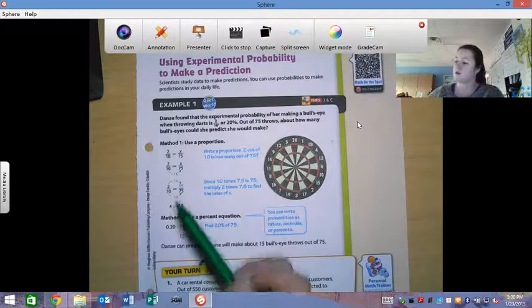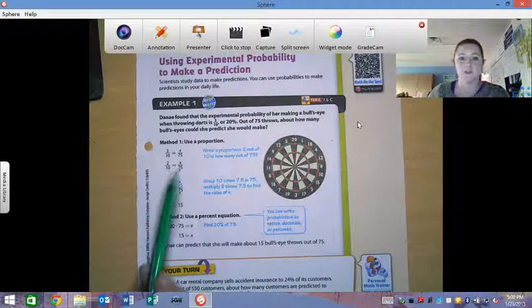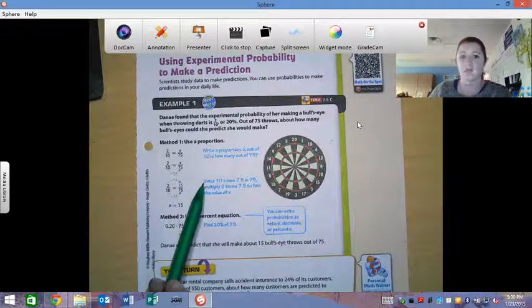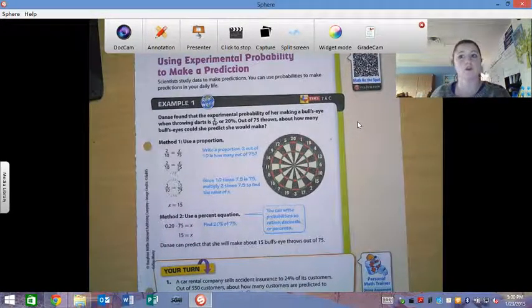The other way that you could do this, if you didn't see to multiply by 7.5, is that you could cross multiply 2 times 75 and then divide that answer by 10. You should still get 15. If you don't, there's something wrong.